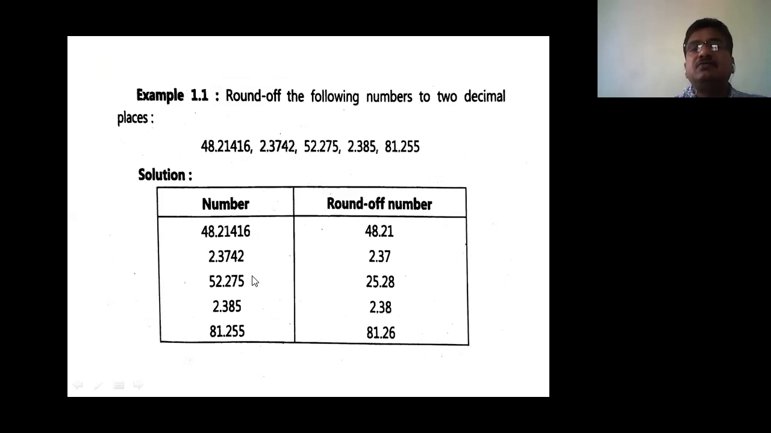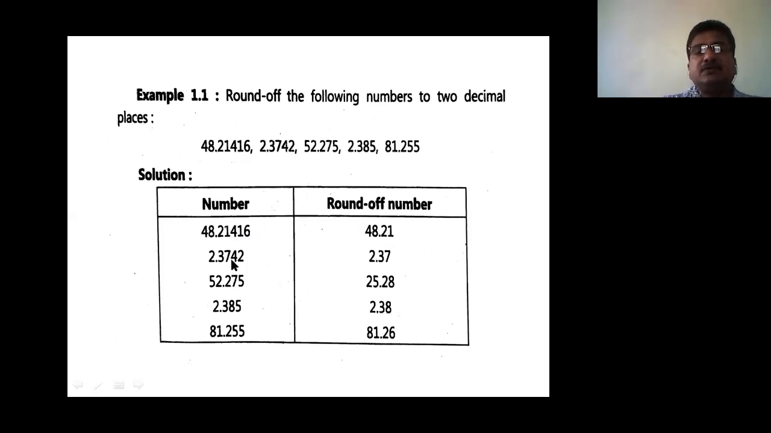So here is the question: round up the following numbers to 2 decimal places. Here are the decimal places, so two decimal places. So the first number, 4.4821. Here after 21 we have to remove all digits, because we have to round the number up to 2 decimal places. So we have to discard the digits 4, 1, 6, these 3 digits, and the first discarded digit is 4, which is less than 5, so the previous number remains as it is.